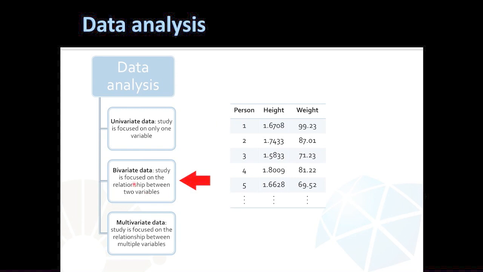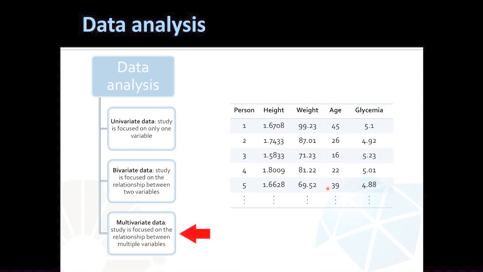When we refer to bivariate data, the study is focused on the relationship between two variables. Here, for example, we have the height and weight of people in a particular population. When we refer to multivariate data, the study is focused on the relationship between multiple variables. For example, height, weight, age, and glycemia of people. So, bivariate data is also an example of multivariate data.